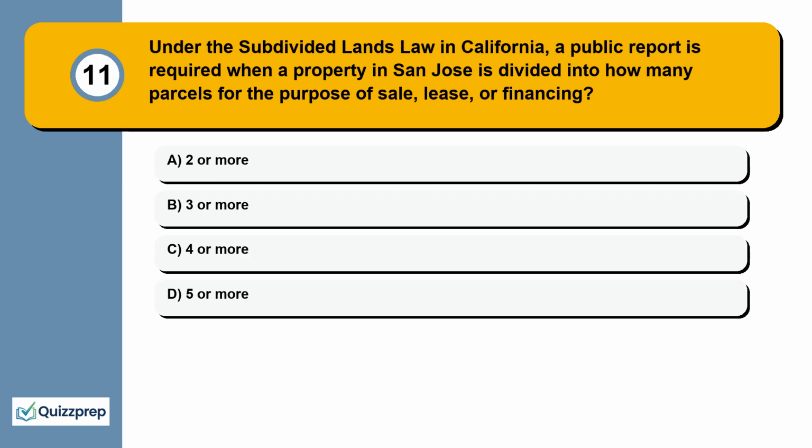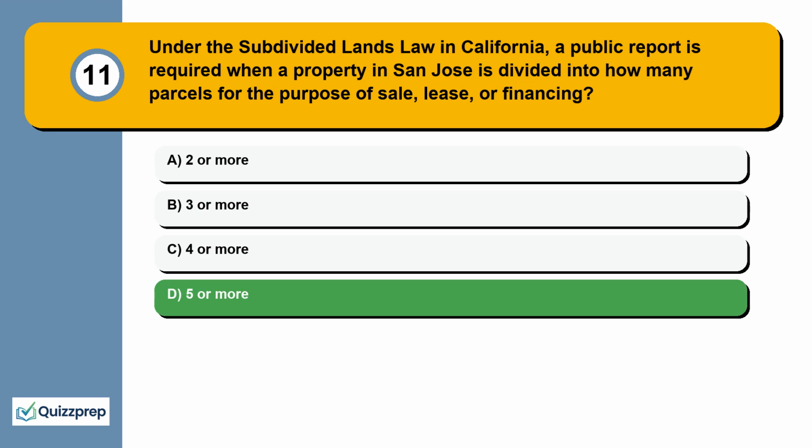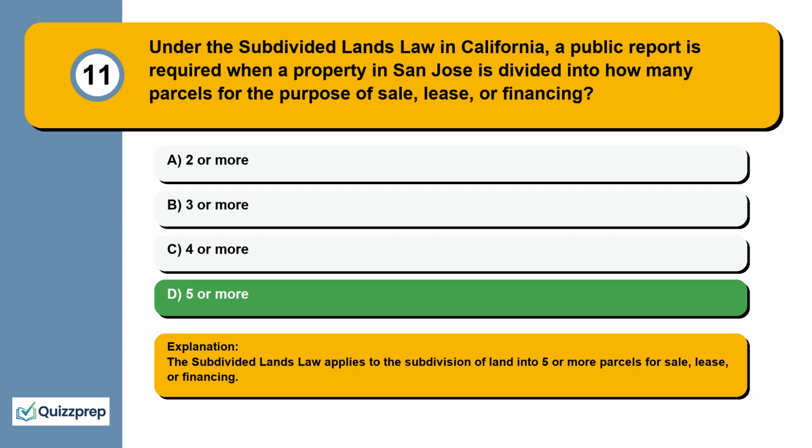Question 11. Under the subdivided lands law in California, a public report is required when a property in San Jose is divided into how many parcels for the purpose of sale, lease, or financing: 2 or more, 3 or more, 4 or more, 5 or more. The subdivided lands law applies to the subdivision of land into 5 or more parcels for sale, lease, or financing.